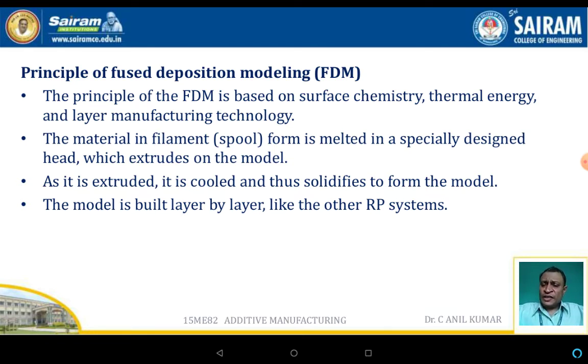The material is filament wound in a spool form and is melted in a specially designed head which has a nozzle, which extrudes on the model. As it is extruded, it is cooled and thus solidified to form the model. The model is built layer by layer, like in all other techniques we normally adopt.